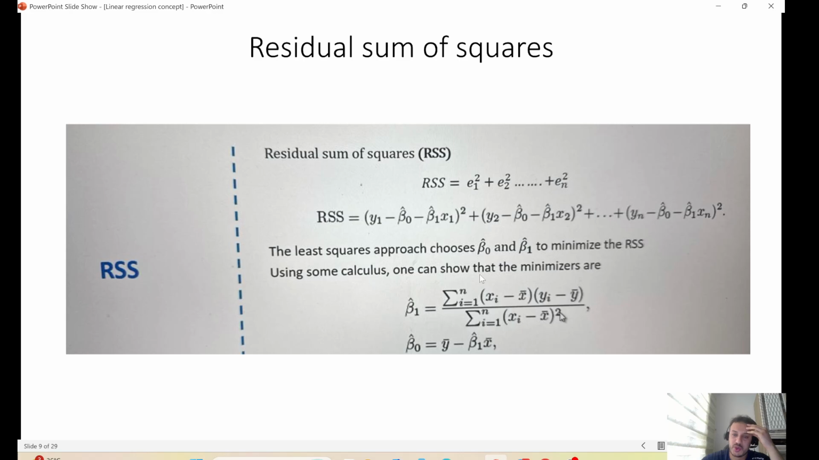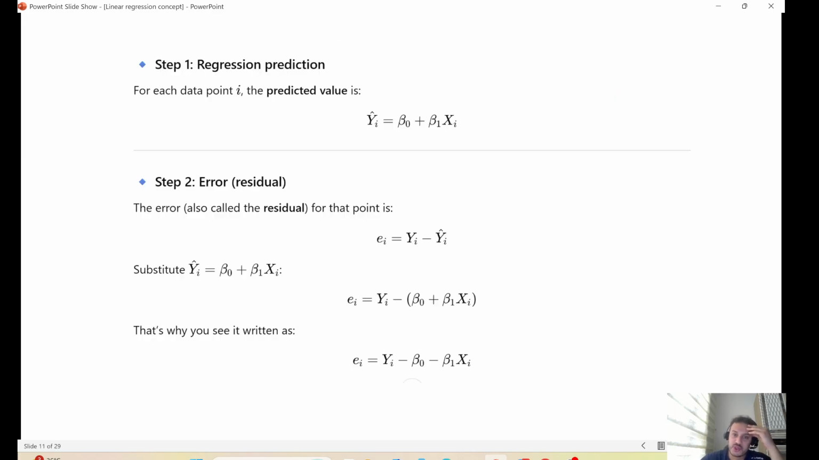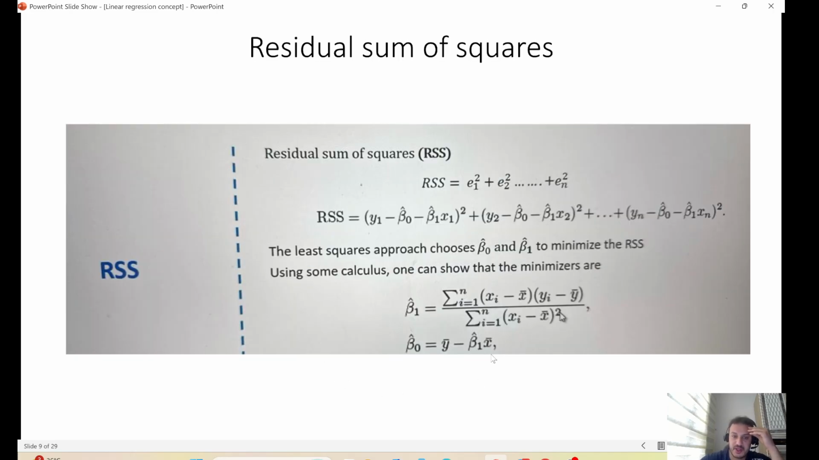If you know where this equation came from: you have your model y = beta 0 + beta 1 x, and the epsilon is y minus y hat. So y hat is equal to this equation, you just drag it in here. So y minus beta 0 minus beta 1 x, and the sign changes from positive to minus, and then you have this equation. And this is what you see here, RSS, the residual sum of squares, y minus beta 0 minus beta 1 x, and so on.